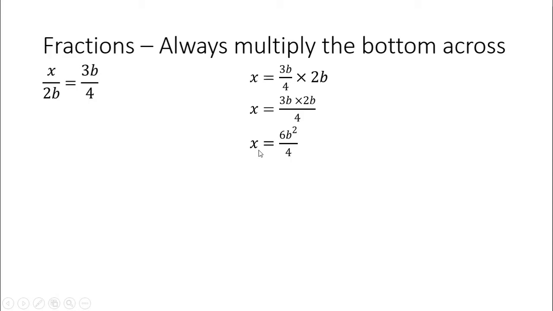Now again, I've got x on its own here, but let's see if we can simplify this at all. There is a common factor I can divide both top and bottom by, and that common factor is 2. 6 divides by 2, and 4 divides by 2, so that's going to be 3b squared over 2.